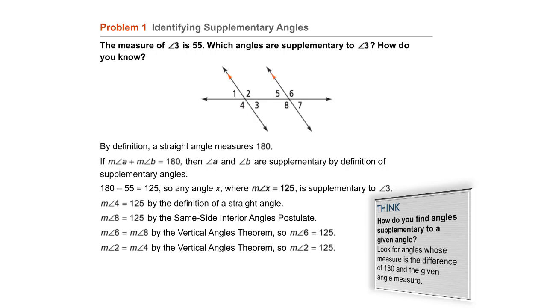And 180 minus 55, our measure of angle 3, equals 125. So any angle x where the measure of angle x equals 125 is supplementary to our angle 3. Well, the measure of angle 4 equals 125 by the definition of a straight angle, or a linear pair, where angles 3 and 4 form a linear pair, or add up to 180 degrees, and are supplementary. The measure of angle 8 also equals 125 by the same side interior angles postulate.